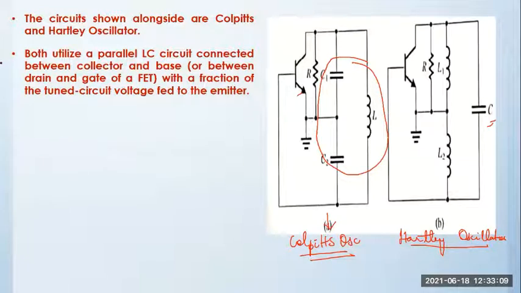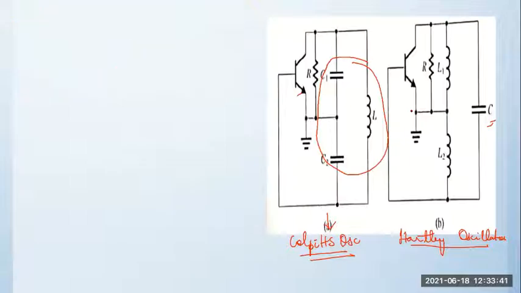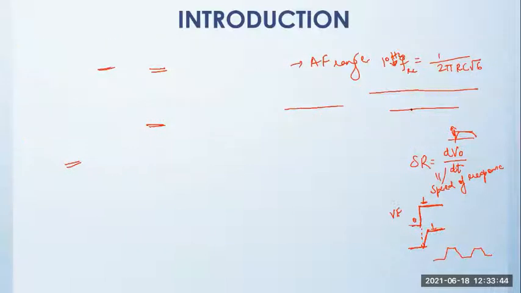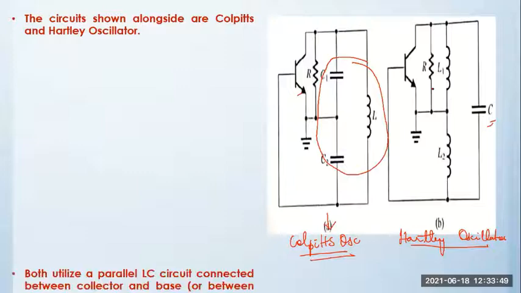Please remember, two capacitors and one inductor in the tank circuit, it's a Colpitts. Two inductors and one capacitor, it is a Hartley oscillator. So both utilize a parallel LC circuit. As you can see, these C are in series in parallel with L, and here L are in series in parallel with C. So they both make use of a parallel tuned LC tank circuit like the one which we have discussed. We spoke of a parallel tuned LC circuit, tank circuit. Both have similar tank circuits present.